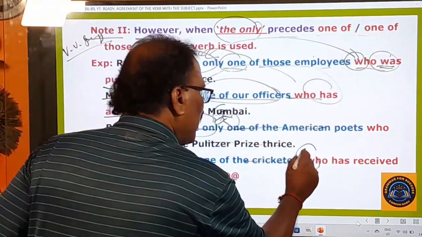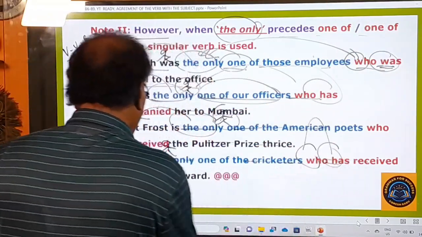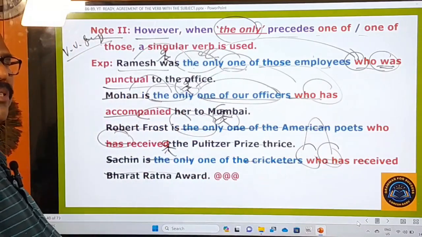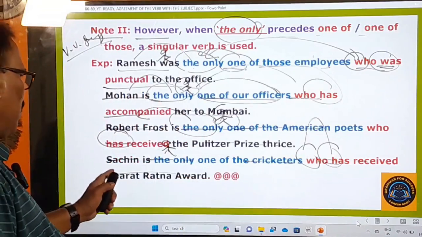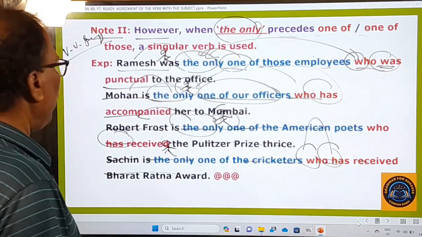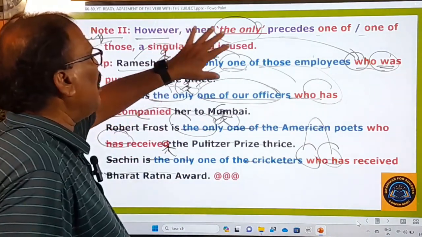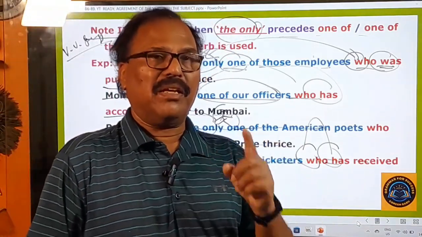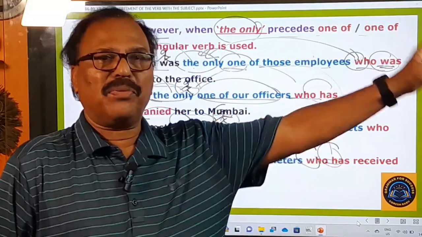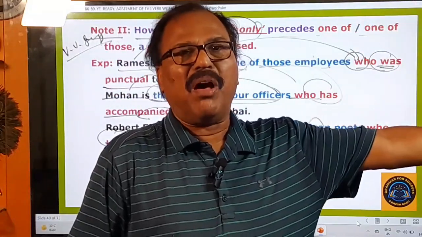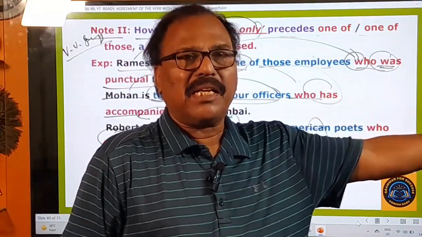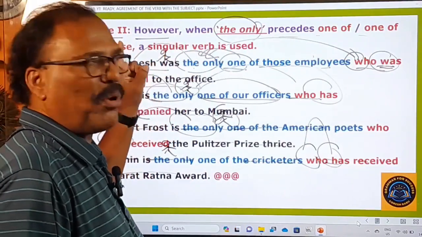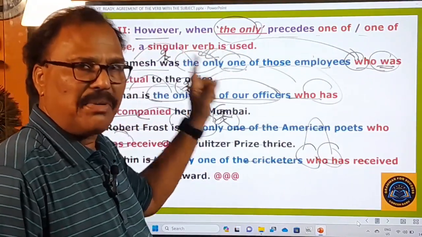Therefore, after this relative pronoun, "who has received the Bharat Ratna award" is the only person who has received the Bharat Ratna award. See, in this way, whenever "the only" is used before "one of" or "one of those", you must think there is only one person, and therefore you must use only the singular verb after that. Okay, please keep these 2 rules, 2 notes in your mind. Very, very important from all your competitive examinations point of view.